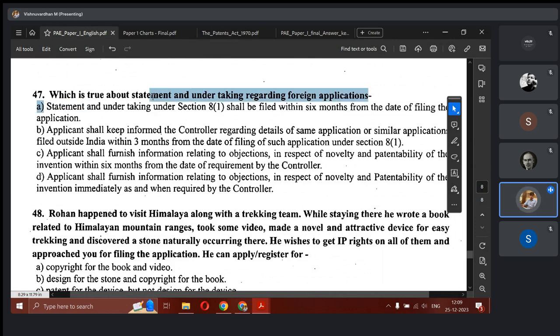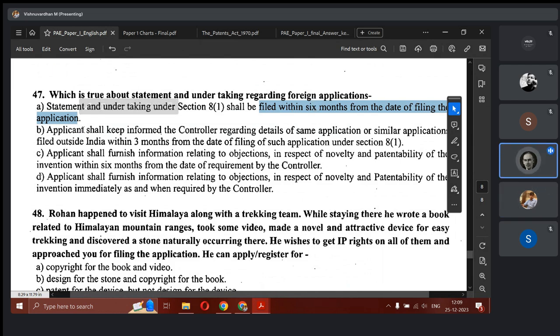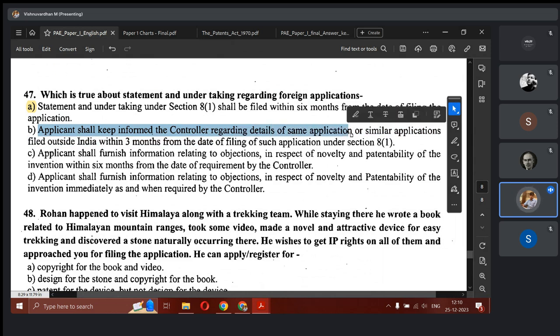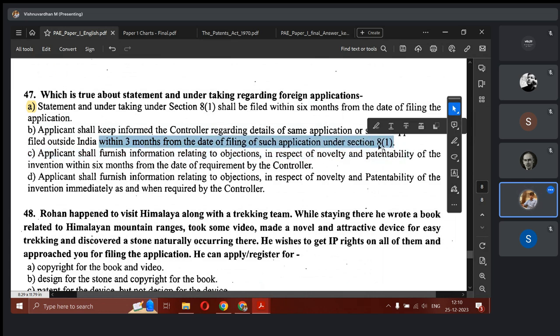Okay, statement and undertaking under section 8.1 shall be filed within 6 months. Timelines I don't remember. Shall be filed within 6 months from the date of the filing of the application. I'm not sure if it is 6 or 3 months. Whatever. Wherever there is a timeline, it is only 6 months. Then the applicant shall inform the controller regarding details of the same or similar applications filed outside India within 3 months from the date of filing of such application under section 8.1. I'm not sure, again, might be true.